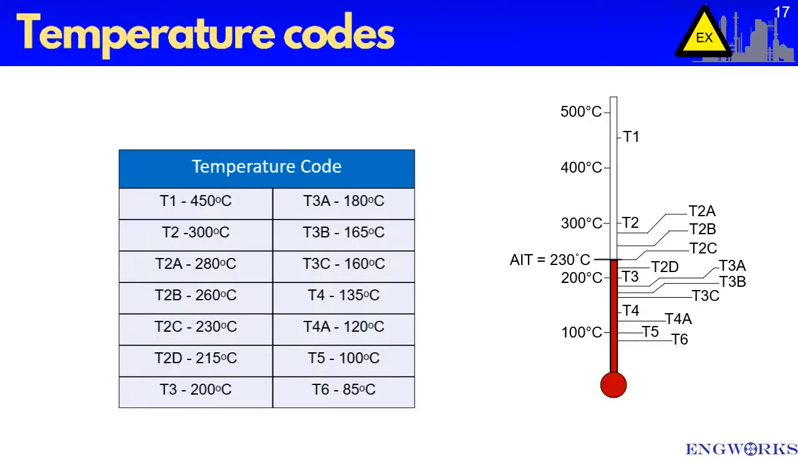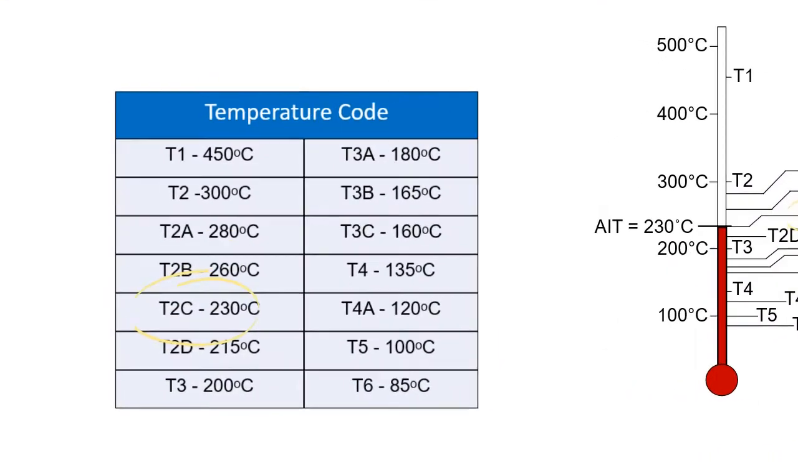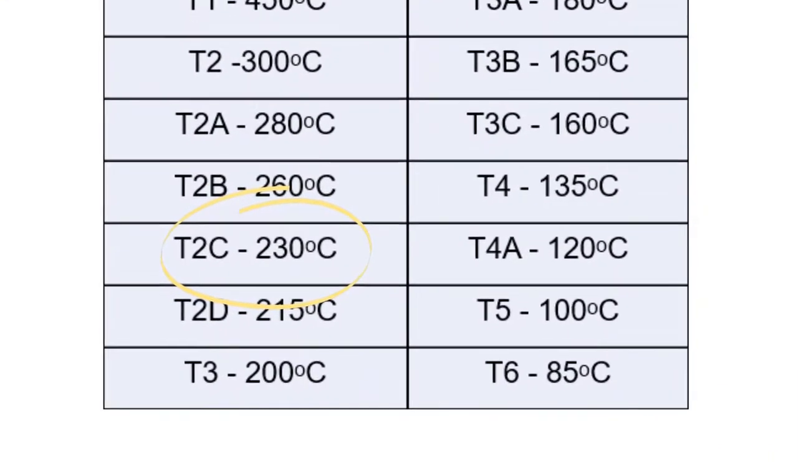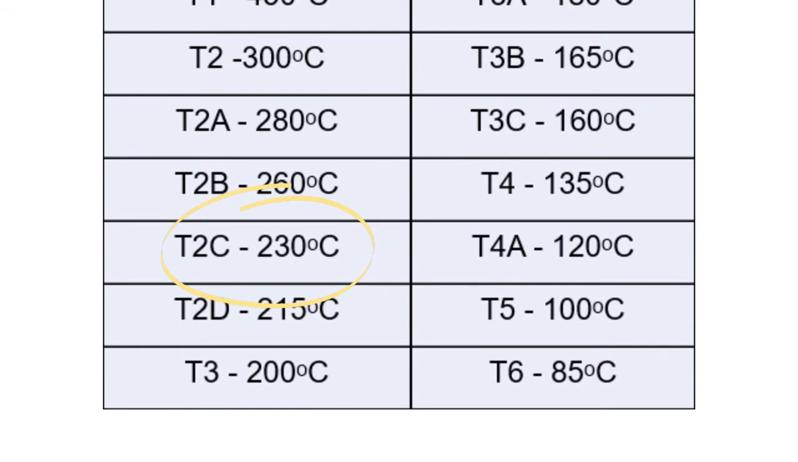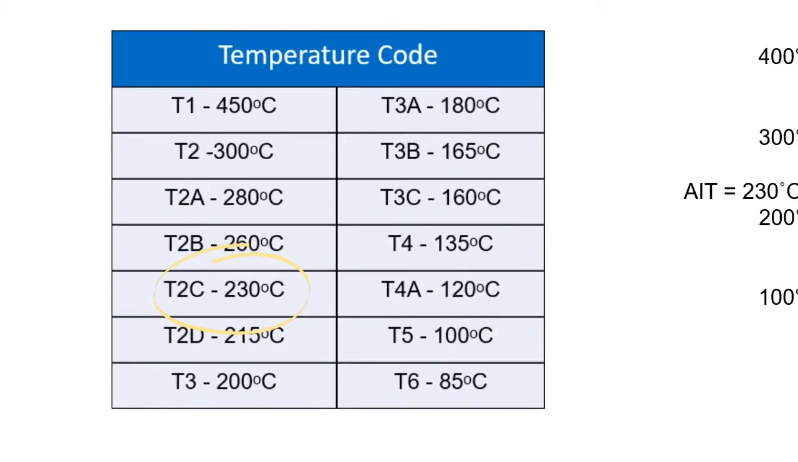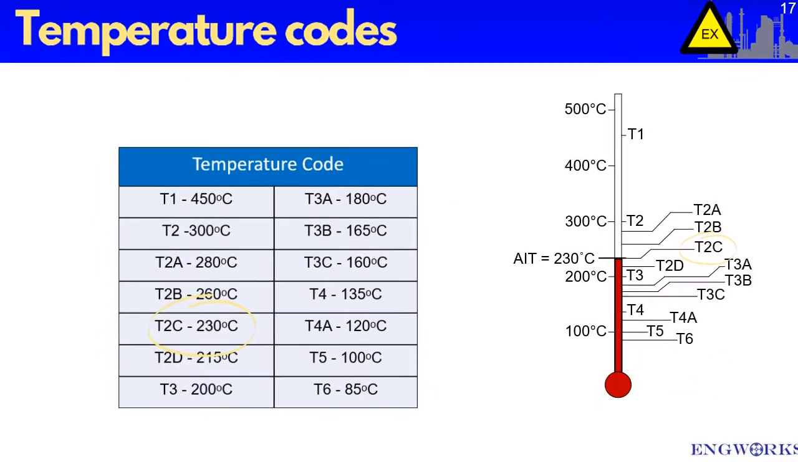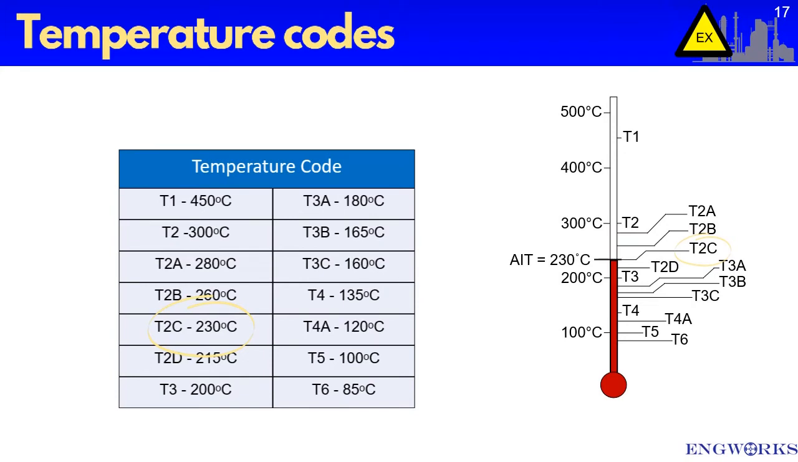When a temperature code is indicated on a drawing, the actual auto-ignition temperature must be cross-referenced with the applicable temperature code as shown. For example, if you determined a flammable material to have an auto-ignition temperature of 230 degrees Celsius, the hazardous area classification drawing would be marked T2C. The EngWorks cheat sheet incorporates a temperature code table to help you interpret all of these temperature codes.